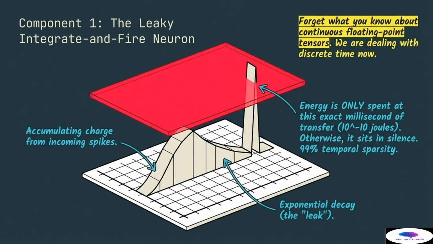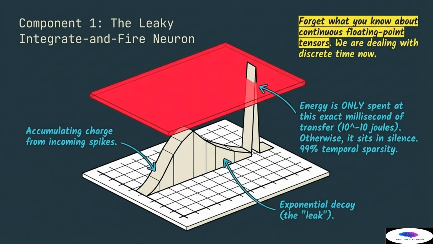Component number one of this new era is the leaky integrate and fire neuron. We need to forget what we know about continuous floating point tensors and instead think in terms of discrete time. In this model, energy is only spent at the exact millisecond of a signal transfer. This accounts for a tiny amount of energy, roughly 10^-10 joules. The rest of the time, the system sits in silence. This leads to 99% temporal sparsity, meaning most of the system is inactive until it needs to be.